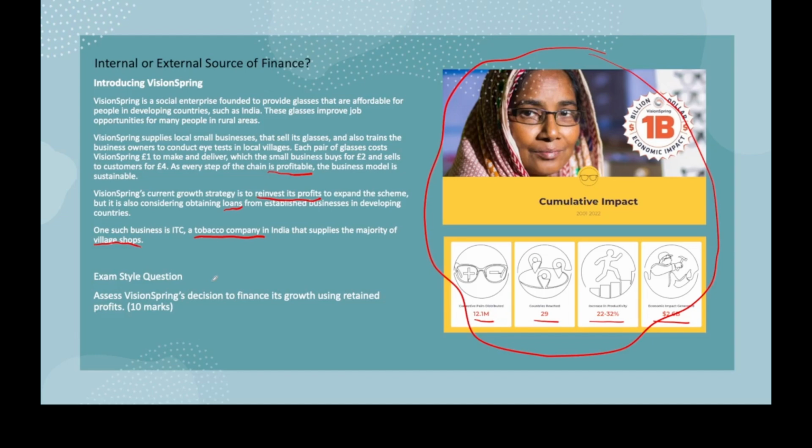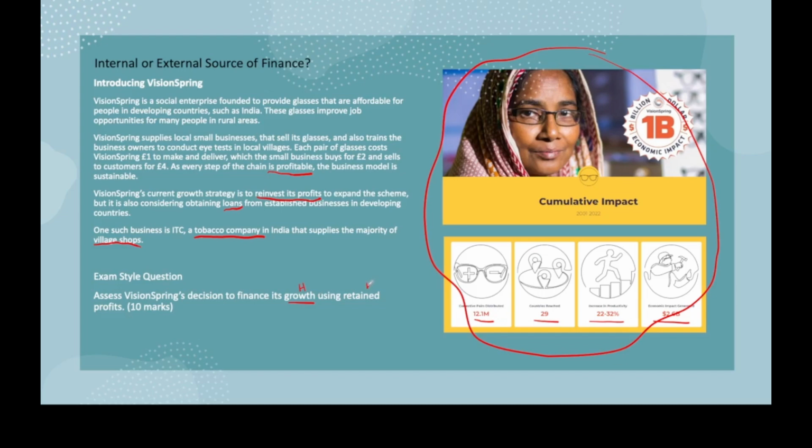To finance its growth. Yep, so this is what I would call the hook. Now, with the hook, and this is my plan, by the way, it needs to be in context. So the growth could be more villages in India. The growth could be more glasses, okay, helping the social enterprise achieve its goals. We also need to look for the knowledge. The knowledge is clearly retained profits.